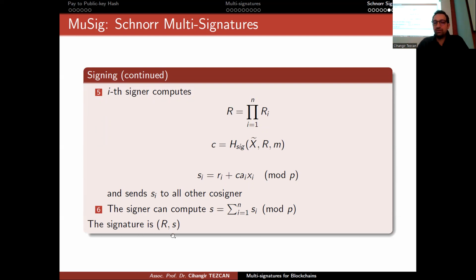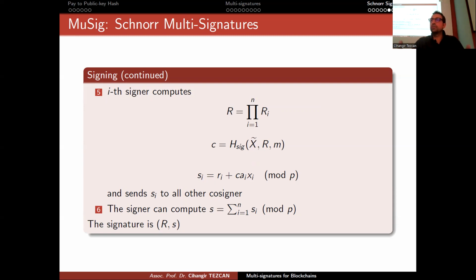But the only thing actually changing is that if you were only a single person, you wouldn't perform this multiplication. You would simply use RI, and for the signature, you would have S. But since there are M people, here you are adding all of these SIs and multiplying all of the RIs. And for the public key, you multiplied all of them to obtain a single public key. So this is the conversion of the Schnorr signature into a multi-signature, okay?